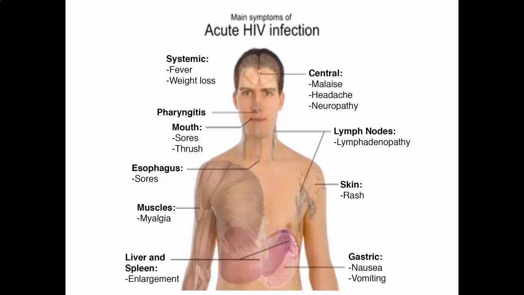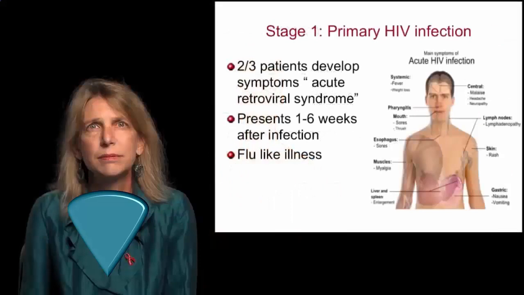They can present as pharyngitis. They can cause diffuse lymphadenopathy. Patients can have a diffuse rash. They can have myalgias and gastrointestinal symptoms.